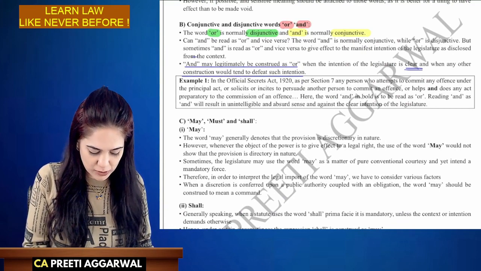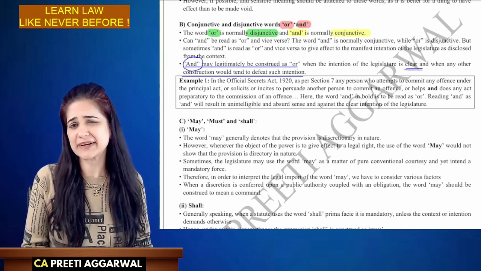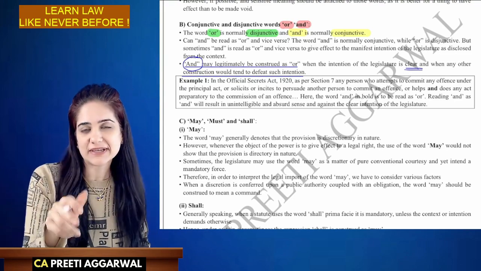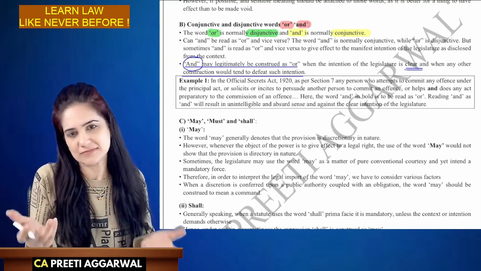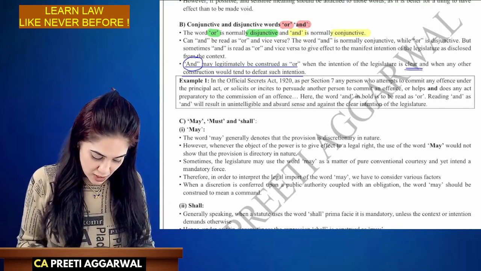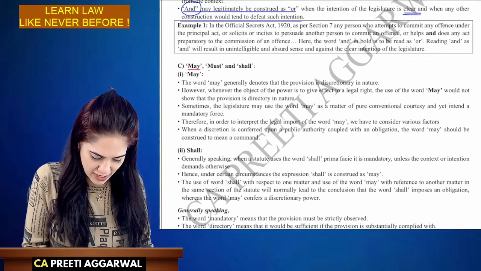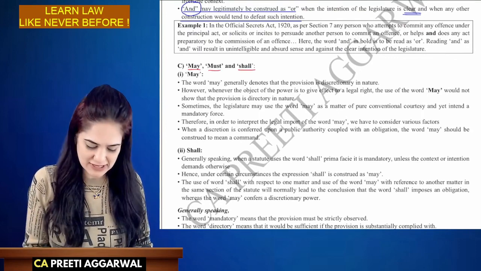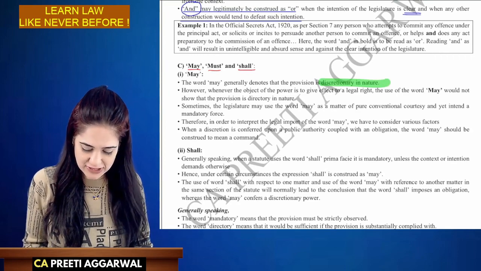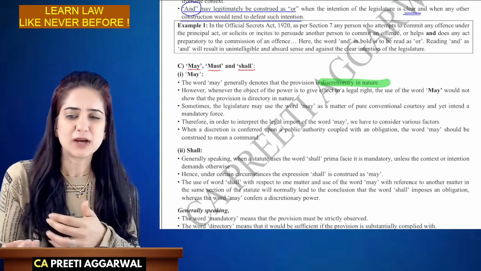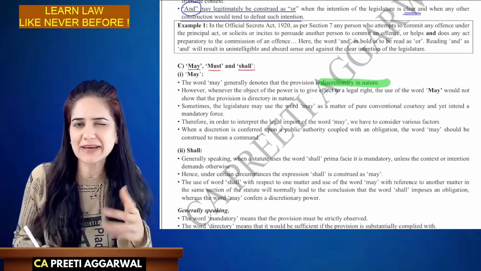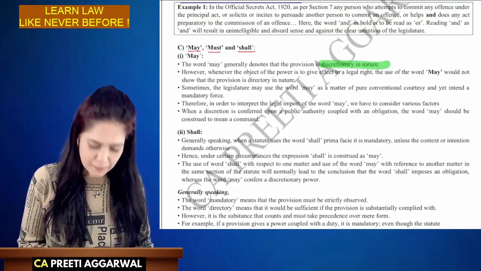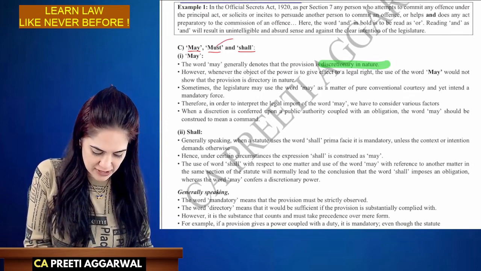So if you read the word and as it is creating confusion, treat it as or. Now read the sentence. If it is making more sense, then you can substitute. May, must, and shall. May shows discretion. It is discretionary in nature. Discretionary means it is optional. You want to do it, you do it. Otherwise, let it be.